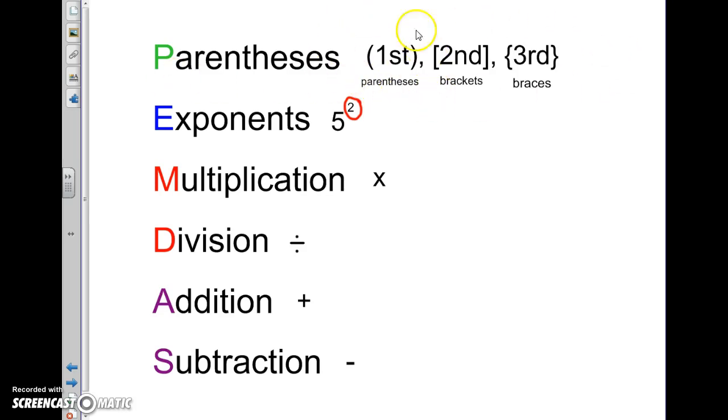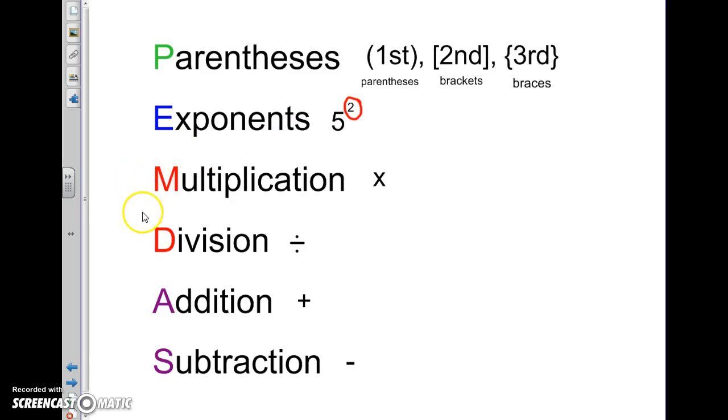As you'll remember, there's kind of three different categories of parentheses. First there's the parentheses, just these curved ones here, and that's the very first thing that you do in an equation, if there are any. Then if there are brackets, that is the second part that you work within, and then braces are the third. Then if there are any exponents in the operation, that would be the next thing that you would tackle. Remember, exponents are those little small numbers floating up next to the bigger numbers. So if you have any of those, you would work on exponents next.